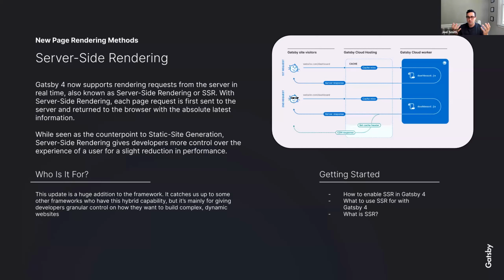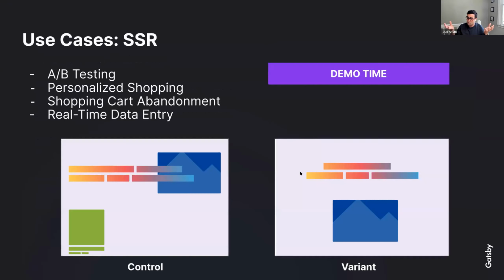So some of the reasons that you might want to use server-side rendering, or like, who is this really for? There's a couple of use cases, but a lot of this has to do with building complex and dynamic websites. So if you've got a dashboard or you have things where you need to be rendering secure content, you need to be rendering randomized content for A/B testing, this would be the tool you'd want to pull out for your toolkit there.